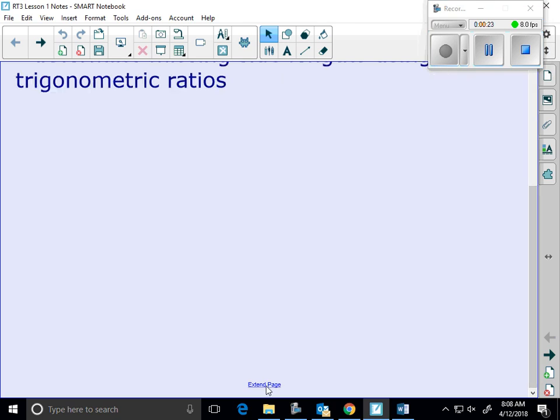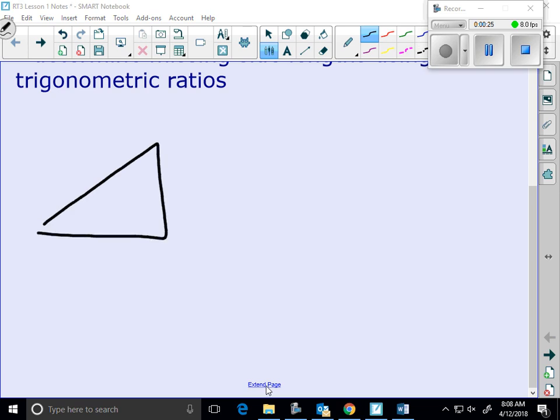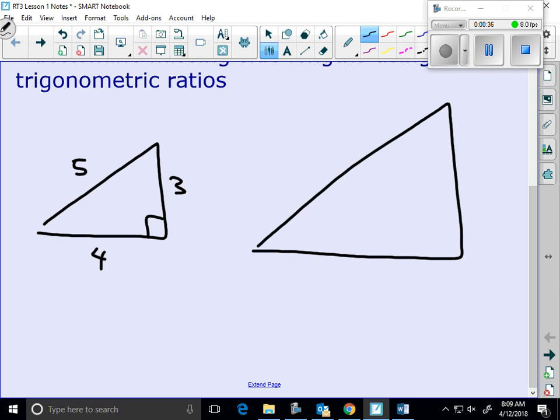So I want to look at two similar triangles for a moment. Let's go 4, 3, 5. Of course, this only works with right triangles. Okay, and I'm going to throw another right triangle that's similar. I'm going to call it 8, 6, and 10. Are these two triangles similar? Yeah, right? The side lengths are similar in their ratios.